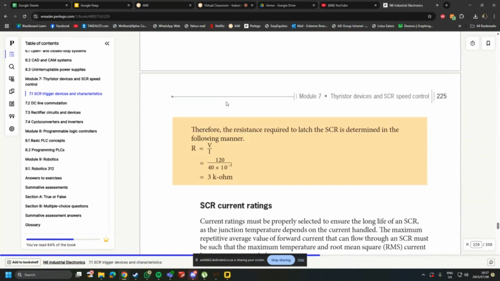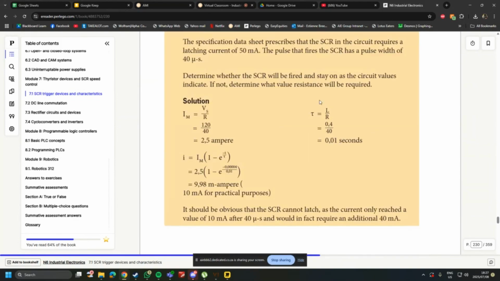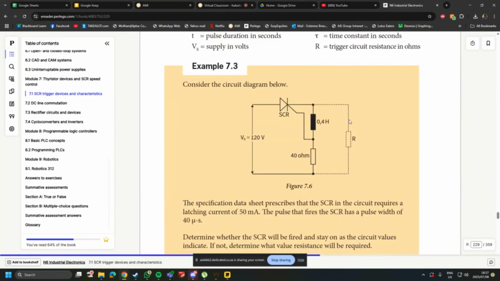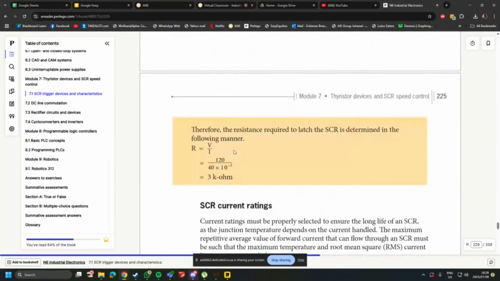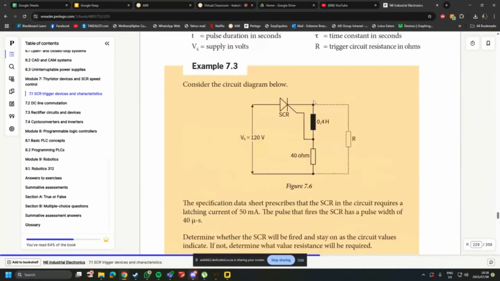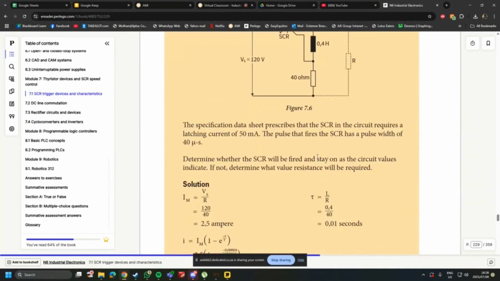40 microseconds. Now, one way we can do this is by adding a parallel resistance to the load or to the circuit. That resistance will need to give us that additional 40 milliamps. So our supply voltage, 120 volts, divided by 40 milliamps, gives us a 3 kilo ohm resistor that we need to place in parallel here.